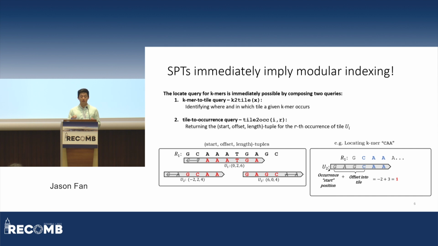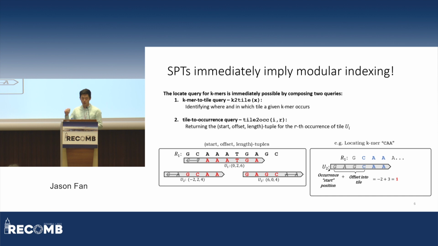What's really interesting now is that if we define the SPT, we realize this abstraction immediately implies a very modular indexing idea, or a set of modular indexes. The locate query that we care about is immediately possible by composing 2 queries. The first is what we call the k-mer-to-tile query. Given a k-mer X, it identifies where and in which tile the k-mer occurs. The second is the tile-to-occurrence query. We saw how tiles occur in references. Given the rth occurrence of a tile I, it returns that start, offset, and length 3-tuple.